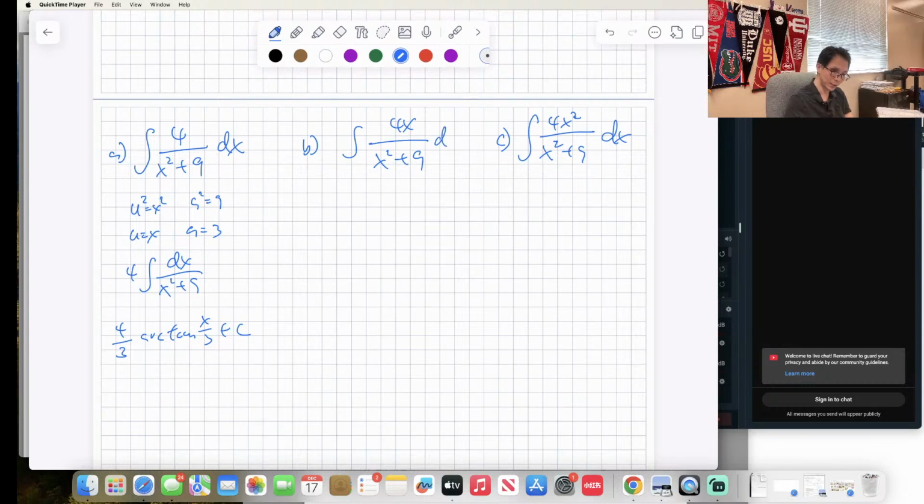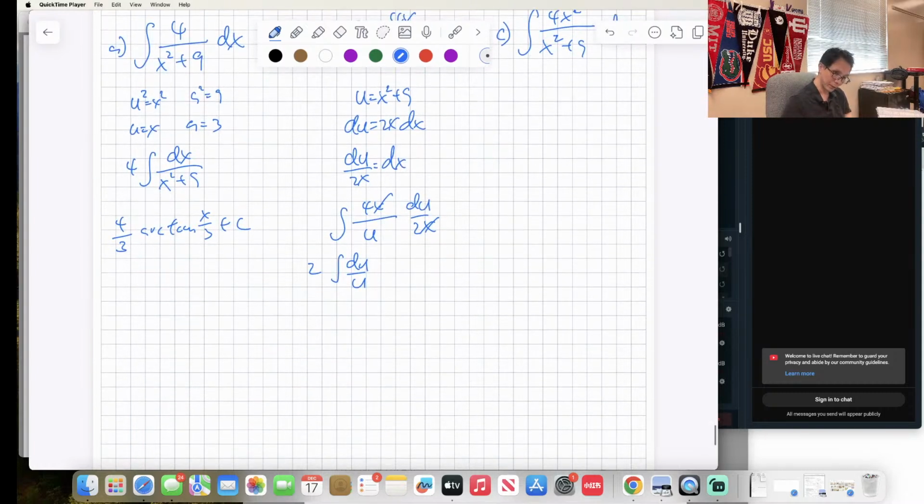Okay, I forgot a dx here, but u equal to x squared plus 9. This is just normal u substitution with the logarithm. du equal to 2x dx. So that's going to be 4x over u, and then this is du over 2x. x cancels out. That's going to be 2 du over u. So it'll be 2 ln of x squared plus 9 plus c. Or, you know, it could be ln of x squared plus 9, squared.